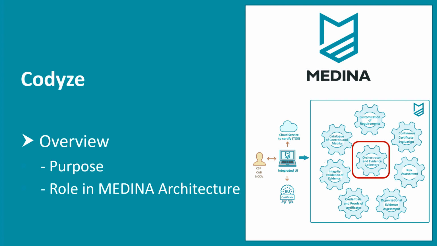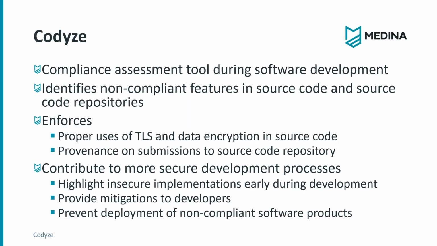Let's start with an overview of what their purpose is. Codyze is a compliance assessment tool that is used during software development. It identifies non-compliant features in source code and source code repositories. It enforces proper uses of TLS and data encryption in source code. Moreover, it enforces provenance on submissions to a source code repository.